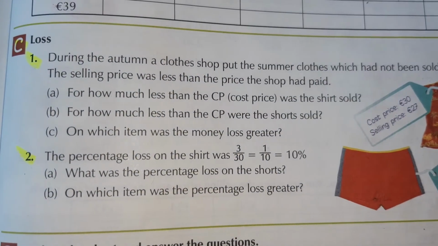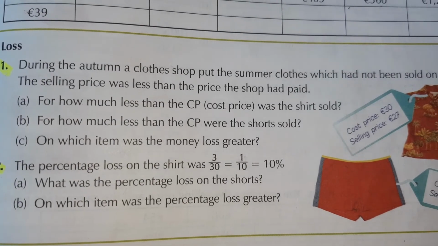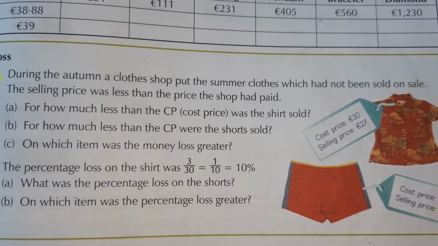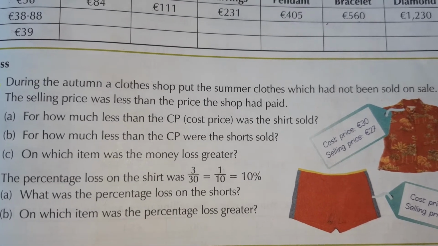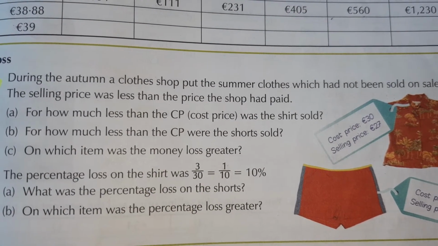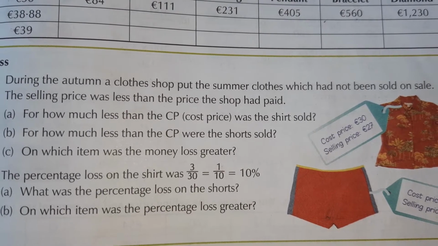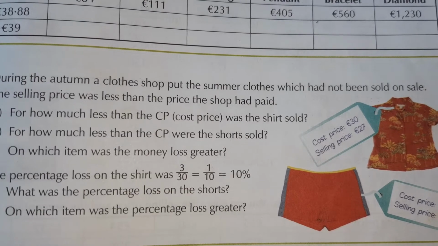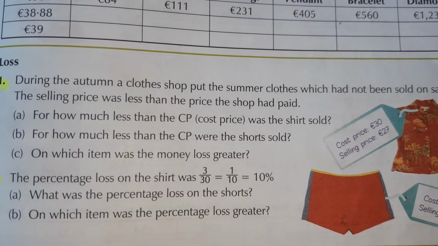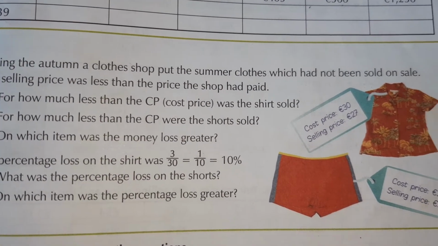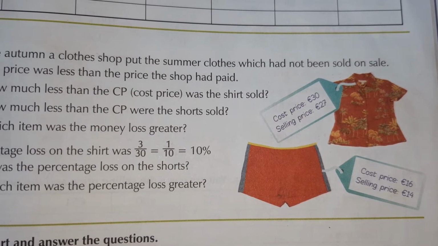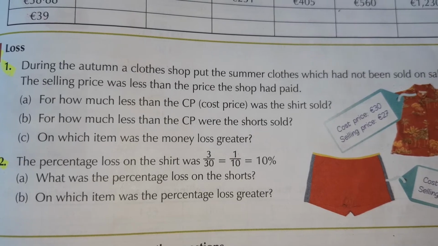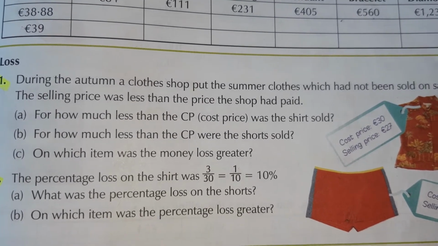So the next little section is looking at loss. During the autumn, a clothes shop put the summer clothes which had not been sold on sale. The selling price was less than the price the shop had paid. For how much less than the cost price was the shirt sold? The cost price was 30 and the selling price was 27, so it was €3 less. For how much less than the cost price were the shorts sold? The cost price of them was 16 and the selling price 14, so €2. On which item was the money loss greater? That would be the shirt, because they lost €3.